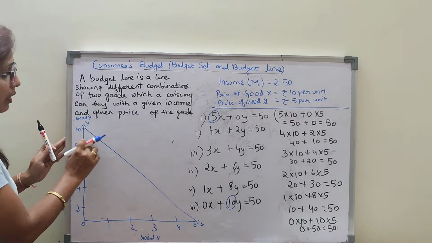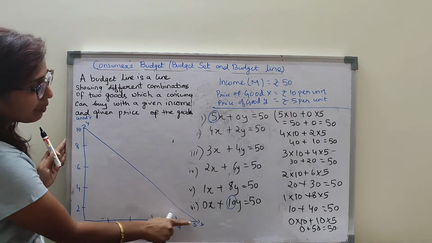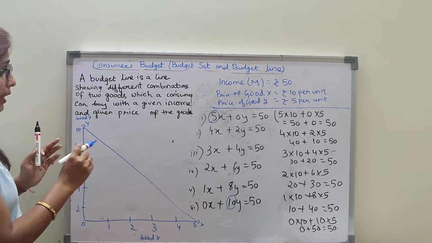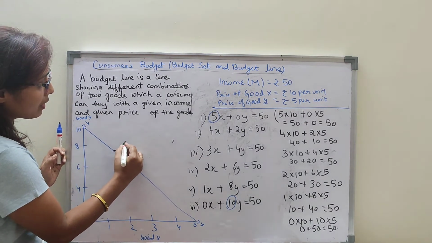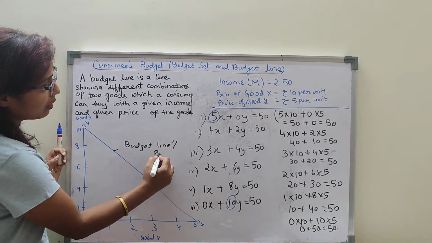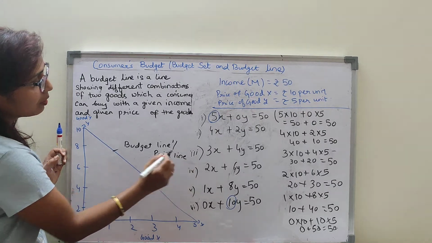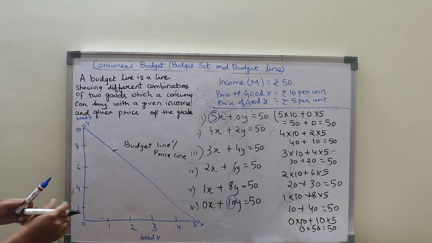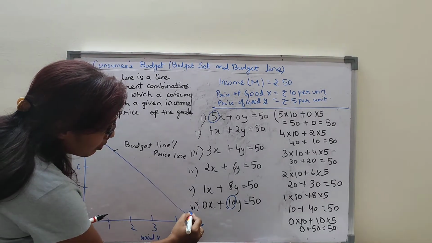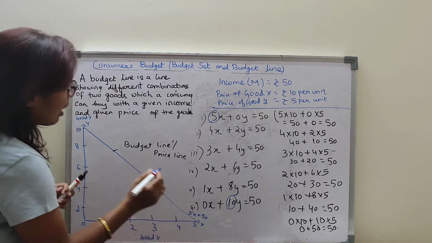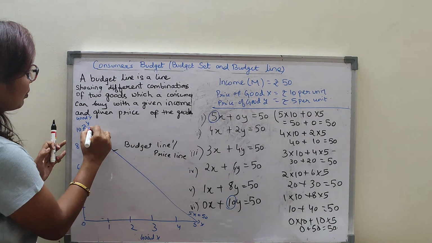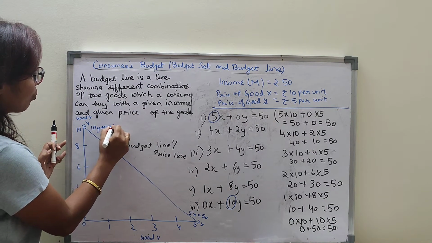Now, if we join this straight line, we will get a budget line or the price line. This is known as the budget line or the price line. Clear? Now, here the maximum units of X that can be taken is 5, 5X is equal to 50, and this is 10Y. So just have a look. 10Y plus 0X is equal to 50.